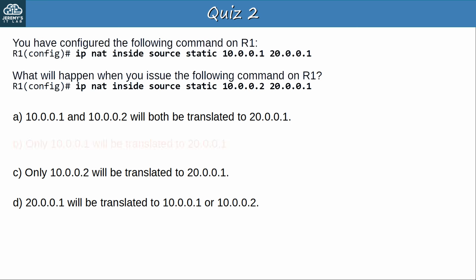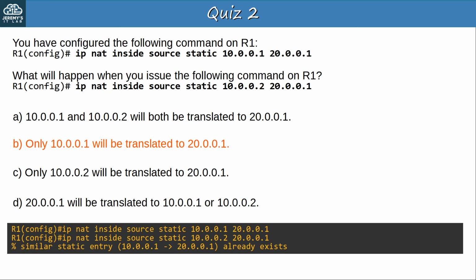Okay, the answer is B. Only 10.0.0.1 will be translated to 20.0.0.1. Why is that? I briefly mentioned earlier in the video that if you have already statically mapped a private IP address to a public IP address, and you try to map another private IP to that same public IP, the command will be rejected. Here's what that looks like. The second command is rejected, so only 10.0.0.1 will be translated to 20.0.0.1. If you want to configure static NAT for 10.0.0.2, you'll need to use a different public IP address.